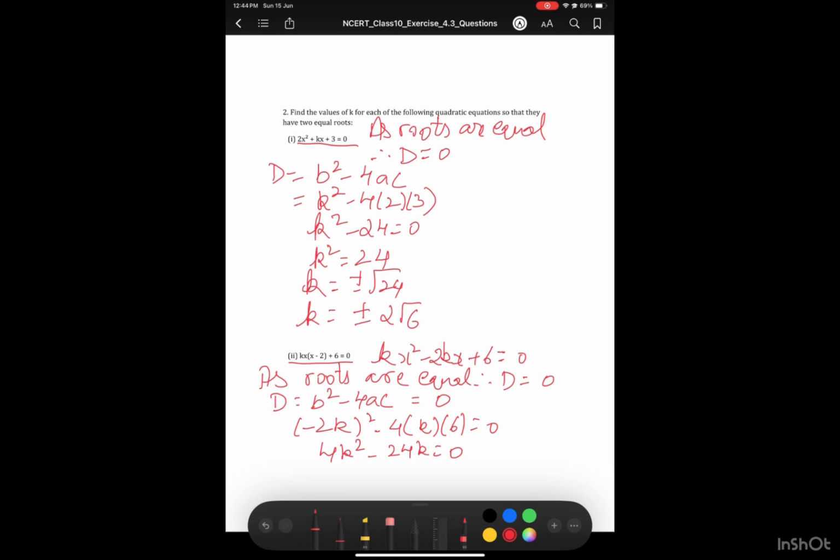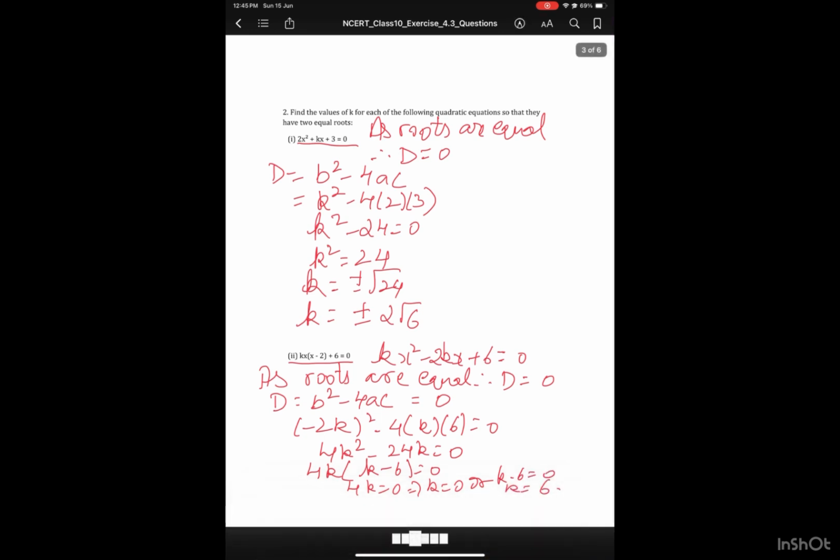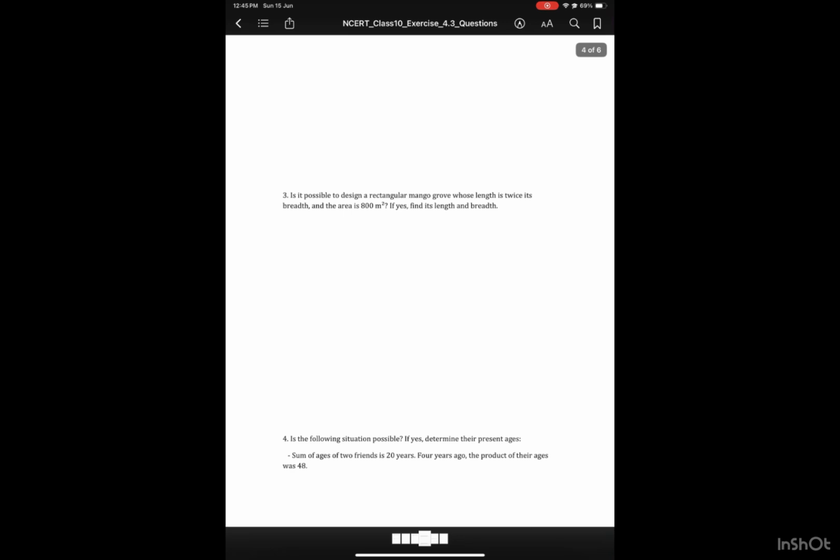4k I have taken out common. If I'll take out 4k common, in the bracket I would be left with k minus 6. So either 4k is equal to 0 or k minus 6 is equal to 0. If 4k is 0, then k is equal to 0. If k minus 6 is equal to 0, then k is equal to 6. I hope this is clear with everyone.